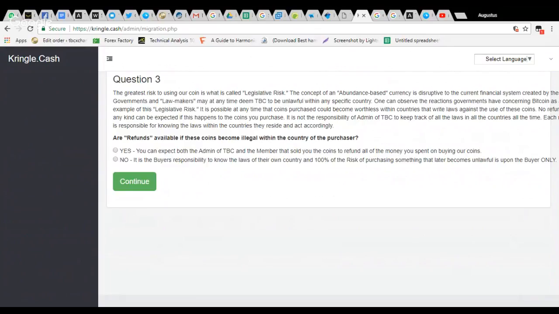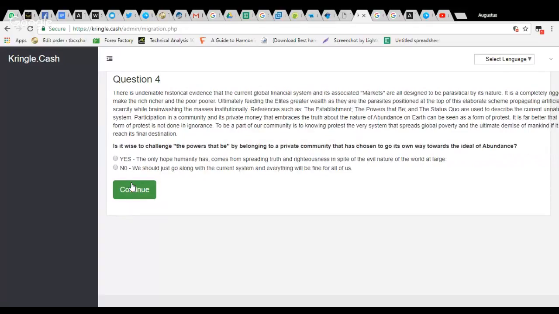So the first answer, yes, you can expect both admin of TVC and the member that sold you the coin to refund all the money to you. No, so no, it is the buyer's responsibility to know the laws of their country. So that is what we just read. So we choose the right answer and then we'll continue to the fourth question.